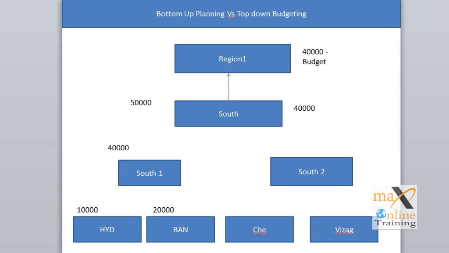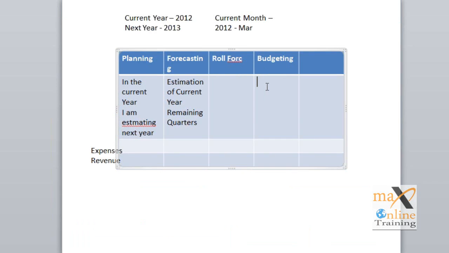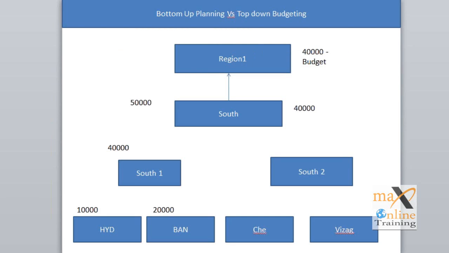So what is budgeting now? You have funds in hand, and they will be distributed to the lower levels. That is budgeting. Then what is rolling forecast? For rolling forecast, we have to discuss some more things here.